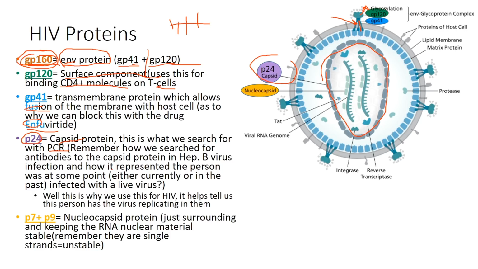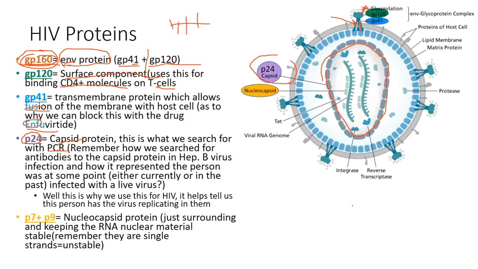Remember, vaccination was just the surface molecule, but if you have an antibody towards the core as well, or this capsid protein, then that's something that says this person had an infection. And so this P24 is actually equivalent to that C of hepatitis B, that core protein. This is the capsid protein. So this is known as P24, and this is what we look for on PCR.